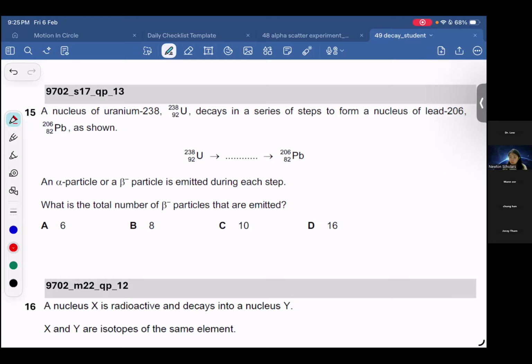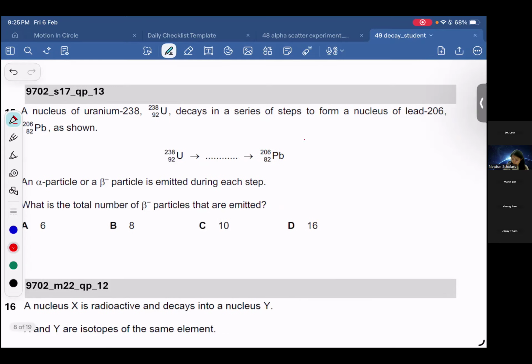Vashini, yes. This one, year 11, we did learn about this. So you should know how to solve this question.